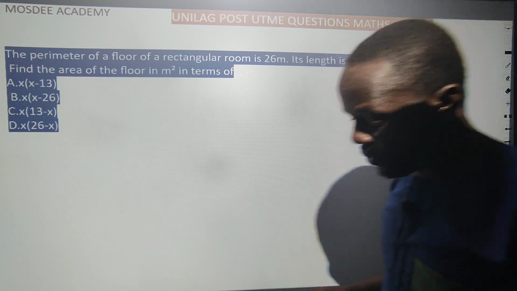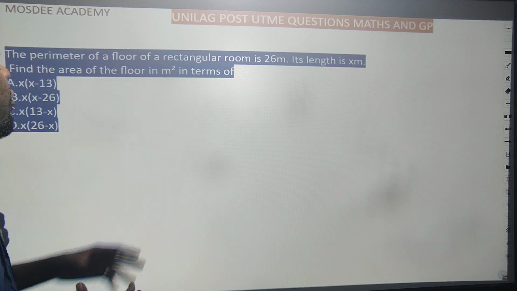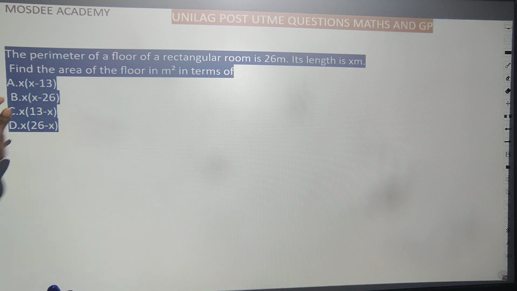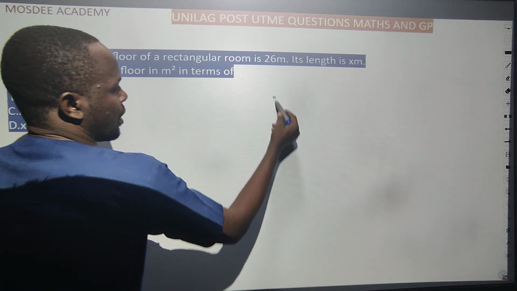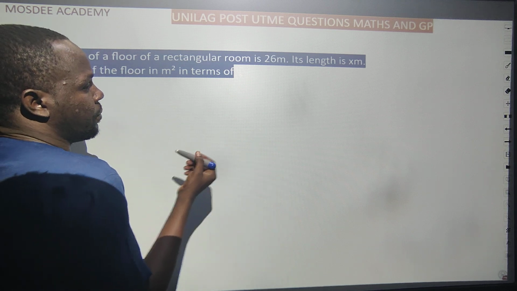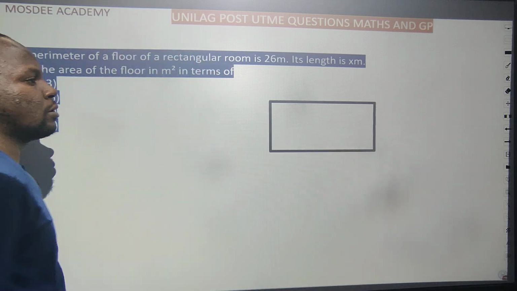The next question says the perimeter of the floor of a rectangular room is 26 meters. Its length is x meters. Find the area of the floor in meters square in terms of x. Now, so far we are doing it in terms of x. We have to be careful. We have a rectangular floor. This is a rectangular floor, as you can see.